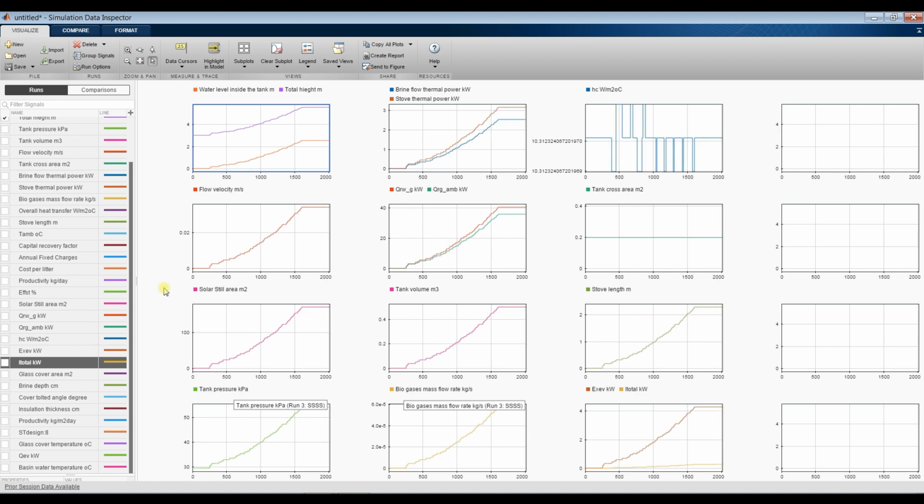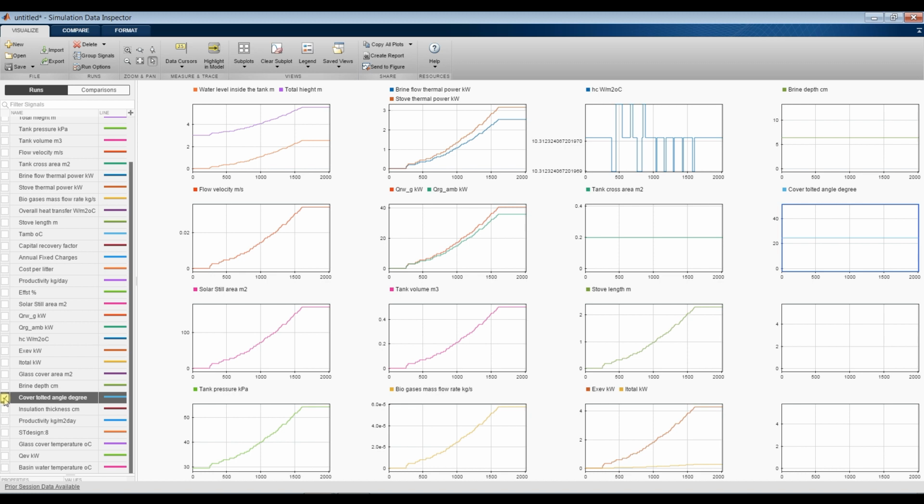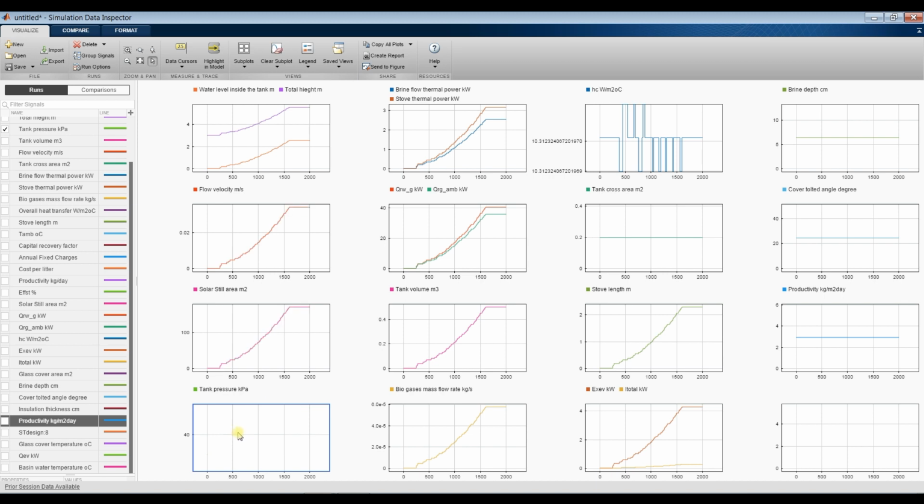Okay, you have to wait for a while, and let's go here, and this is the brine depth in centimeters, remaining constant. And the productivity per day. And let's go for energy. Thermal energy was just, yes, from here. Okay, so this is our results based on the changing of system productivity.